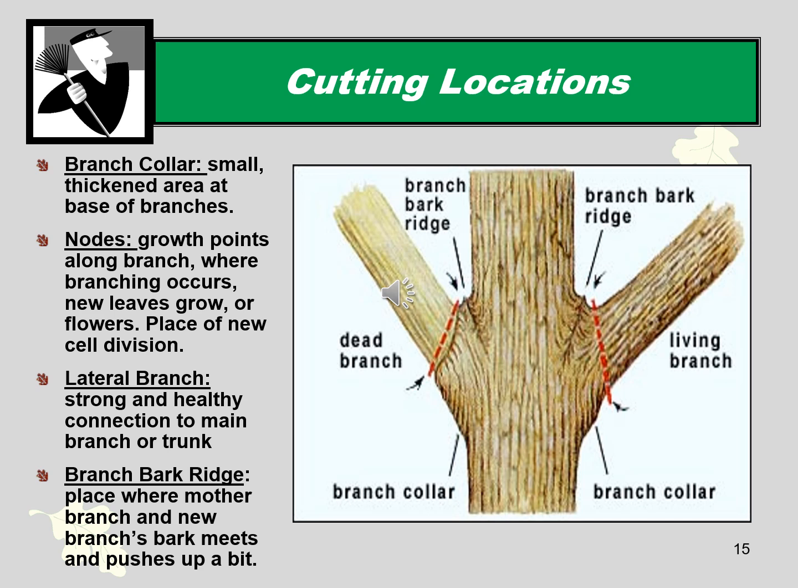And the branch bark ridge is that area where the bark from the lateral branch and the main branch, kind of in the armpit up on top of those two branches, where they come together, the bark comes together and pushes against each other, forming a small ridge.